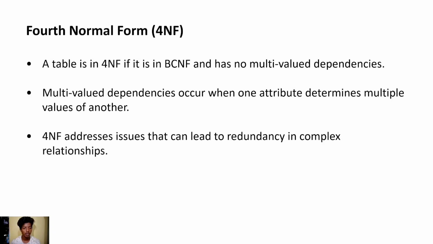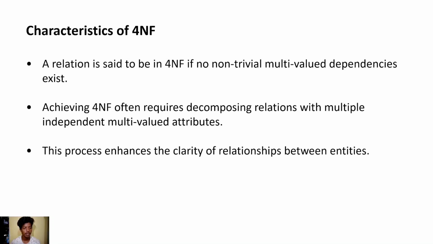Fourth normal form. A table in 4NF is in BCNF and has no multi-valued dependency. Multi-valued dependency occurs when one attribute determines multiple values of another. 4NF addresses issues that can lead to redundancy in complex relations. Characteristics of 4NF. A relation is said to be in 4NF if only trivial multi-valued dependencies exist. Achieving 4NF often requires decomposing the relation with multiple independent multi-valued attributes. This process enhances the clarity of relationships between entities.